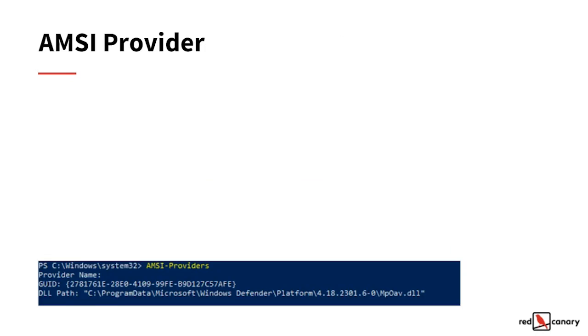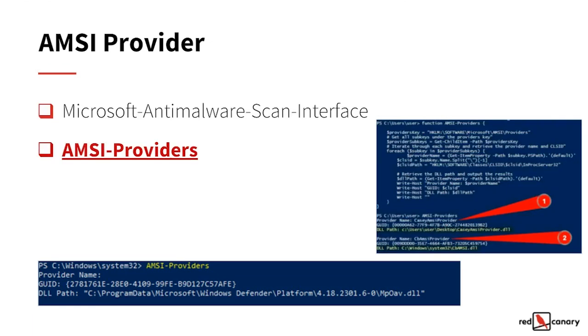AMSI providers are software components that actually interact with AMSI. So supported versions of Windows automatically have a default AMSI provider built into Defender. Its contents are scannable via the Microsoft anti-malware scan interface. The event provider is associated with mpoav.dll. So that is the actual DLL that is calling the AMSI API for Defender to use.